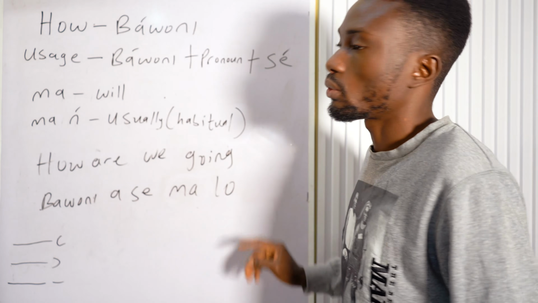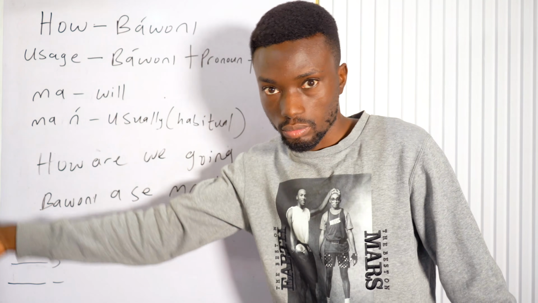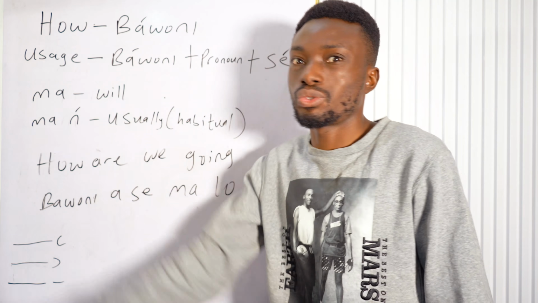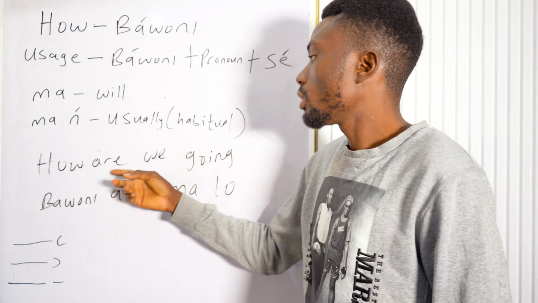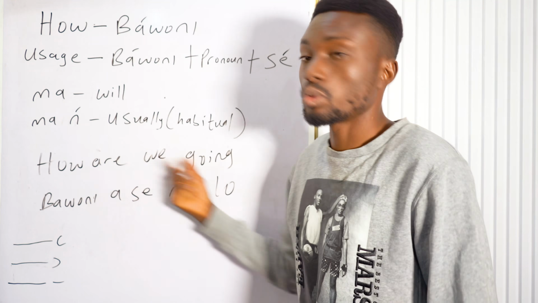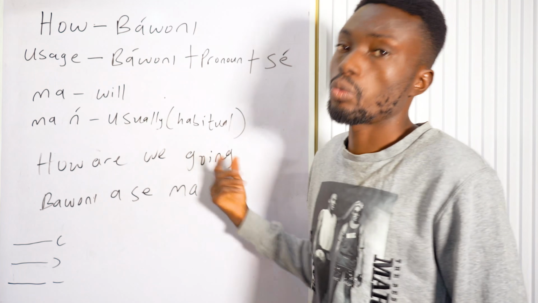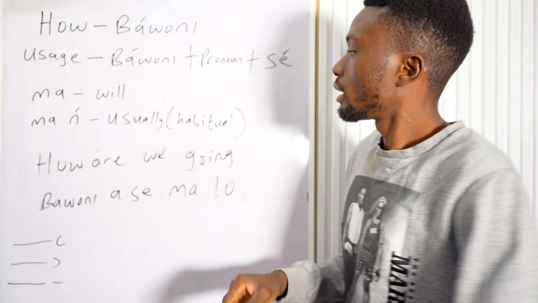If it is how are we going, it is báwo ni a ṣe máa lọ, because it's still a question of will, something you are about to do. It is just English that changes on the subject structure. It can as well be how would we go. It can also be achieved with how would we go, or how are we going. So báwo ni a ṣe máa lọ.